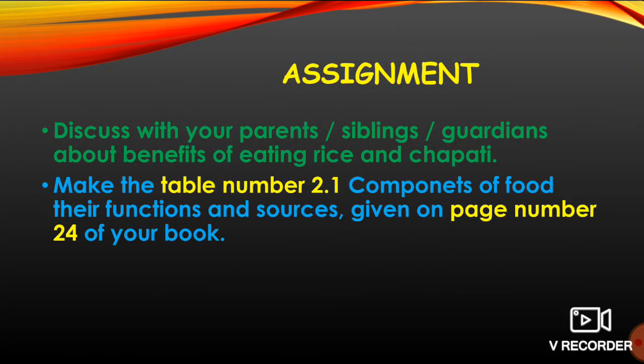That's all, and you have to discuss these components at your home. And what you have to do, you have to make the table which is given on page number 24 of your book. Table number 2.1, that is, components of food and their functions and sources. This you have to draw in your notebook, don't forget to draw.